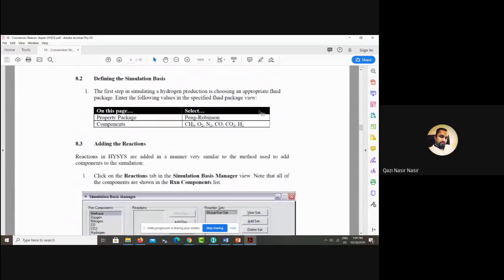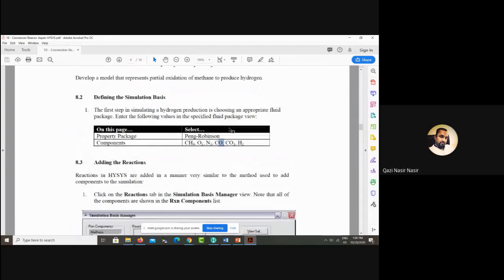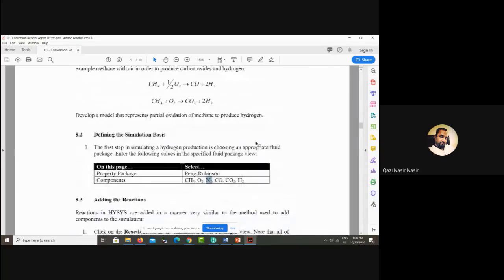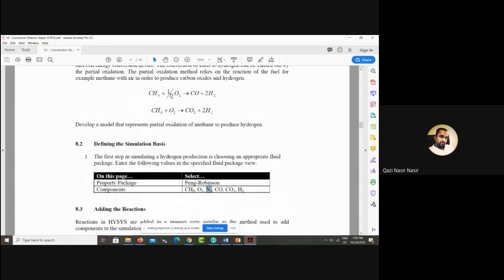The first thing you need to know is that you will use the Peng-Robinson equation of state as your property package, and the components you are using are methane, oxygen, nitrogen, carbon dioxide, carbon monoxide, and hydrogen. You also have nitrogen in your components. What is the role of nitrogen in this reaction? There is no role, right? So why are we adding nitrogen?